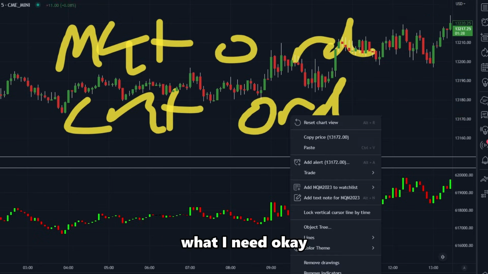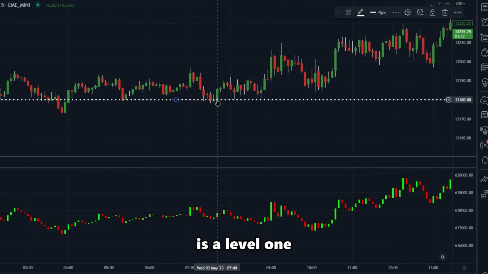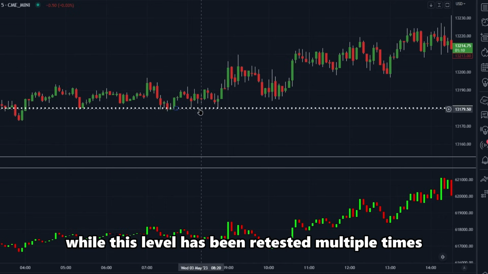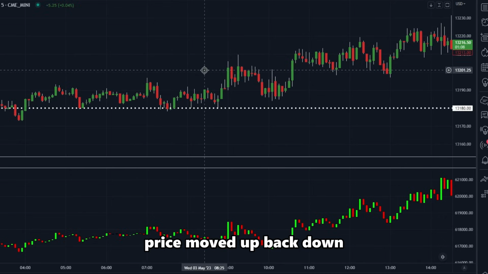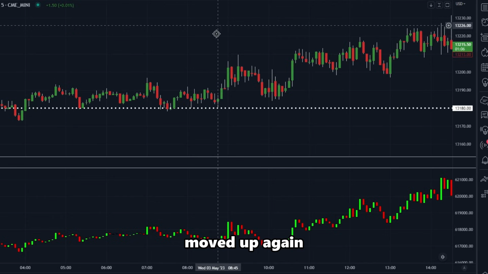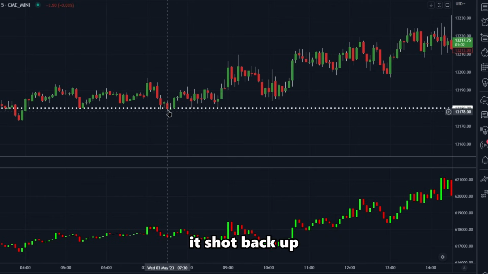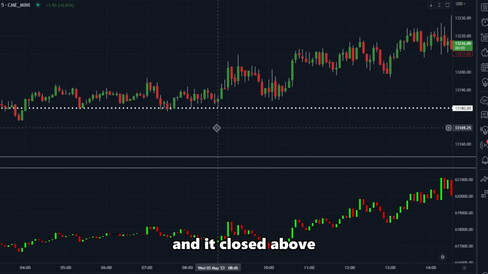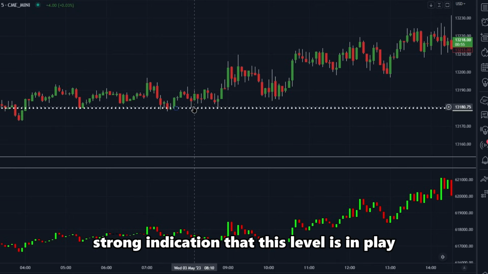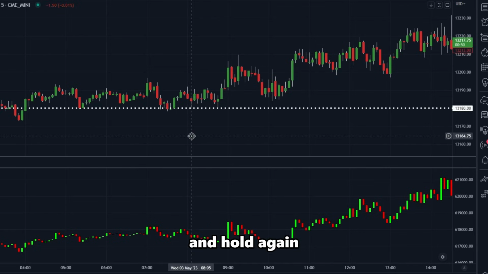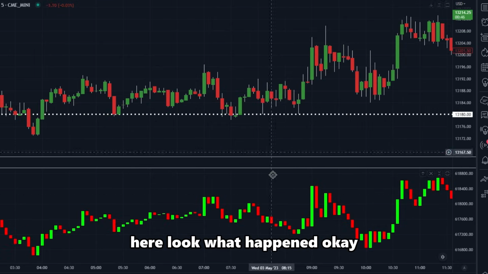What I need is a level, one that we can draw out right over here. Why did I draw out this level? Well, this level has been retested multiple times. Price moved up, back down, moved up again and back down. Price did not break through, and even when it did slightly, it shot back up and closed above. So this is a very strong indication that this level is in play, and this level will probably be retested and hold again.